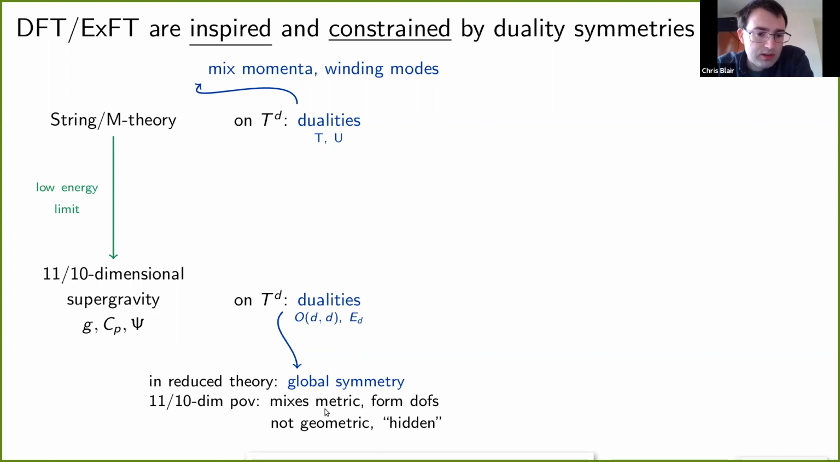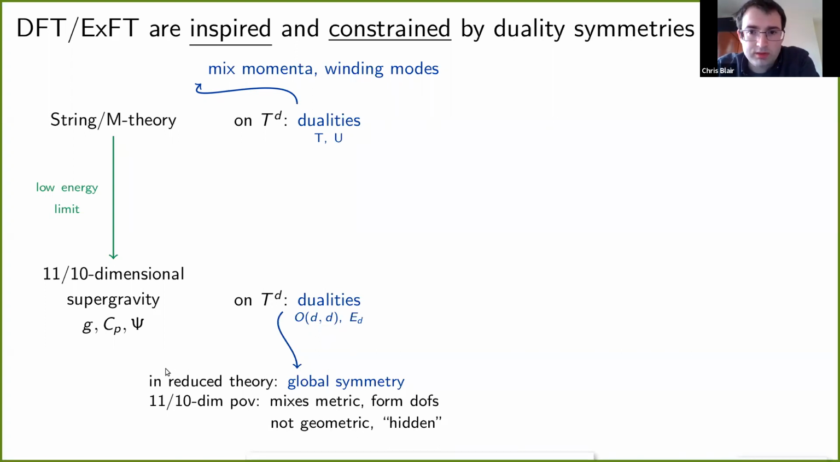And then also these dualities are very much non-geometric, in the sense that they mix metric and form degrees of freedom. So they don't respect that originally there was some well-defined geometry with a metric and fields living in the geometry. After doing a duality, things get mixed up in a way that you can trace all the way back to the fact that you're exchanging momenta and winding.